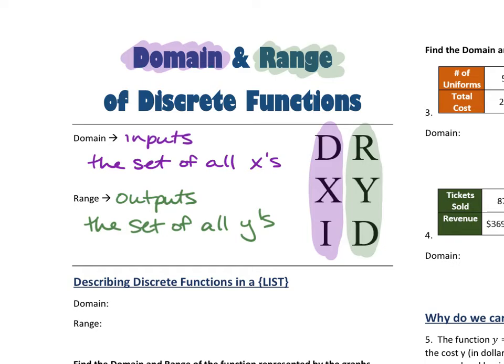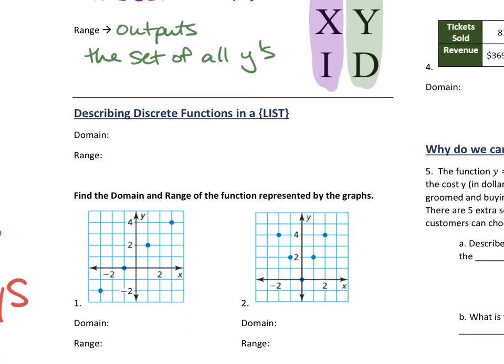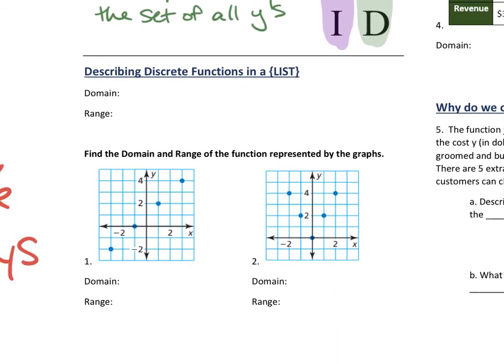Those are the definitions of domain and range, but in reality, what we need to do with it is be able to describe our discrete functions using its domain and range. These are helpful things to talk about boundaries for our functions. For domain and range, we're going to include these discrete functions in a list.